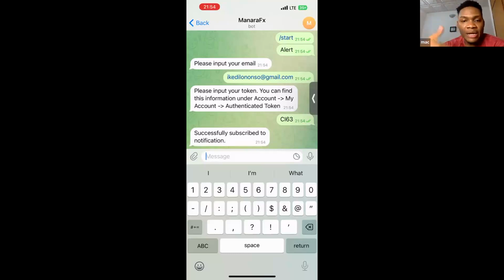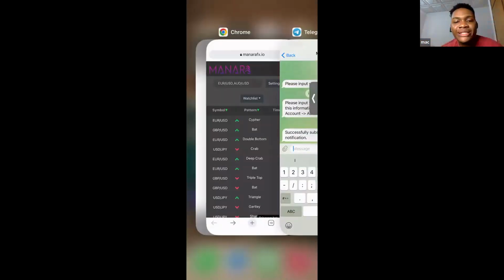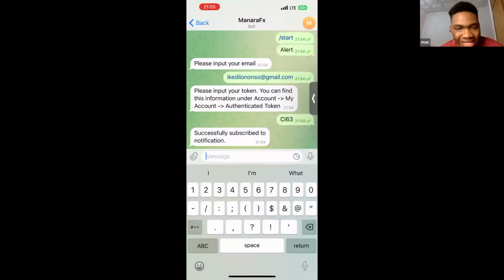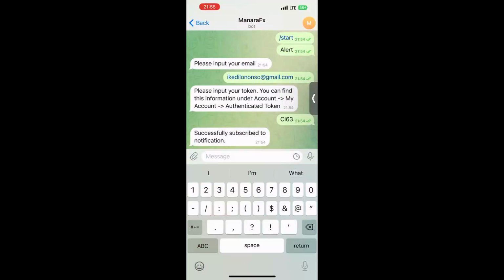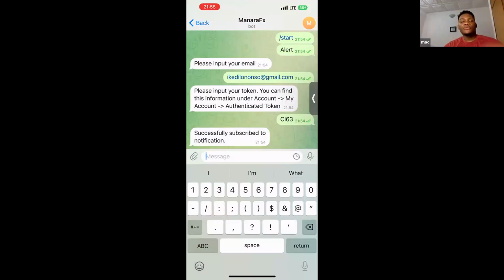Starting from tomorrow, when the market opens, once there is a signal, Manara will alert you from your phone. Make sure that your Telegram is always on. Make sure that your Telegram notification is never off, so that you always receive the notification.